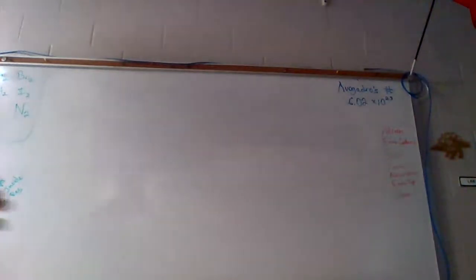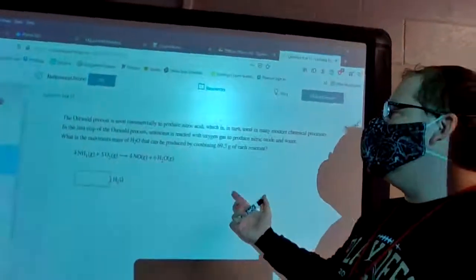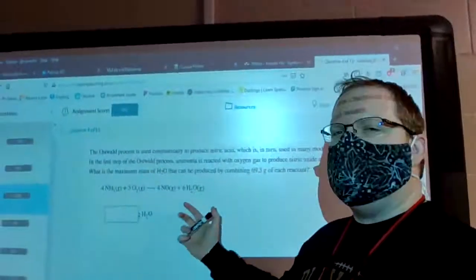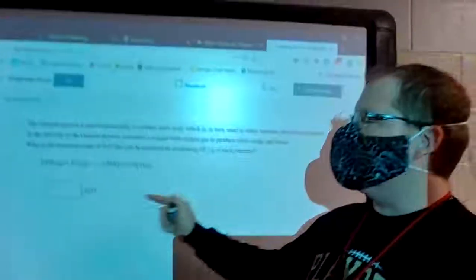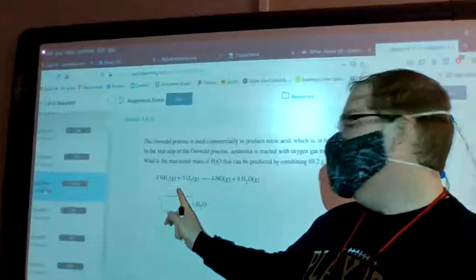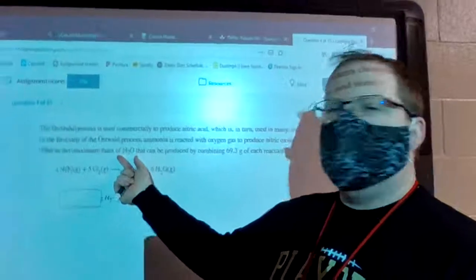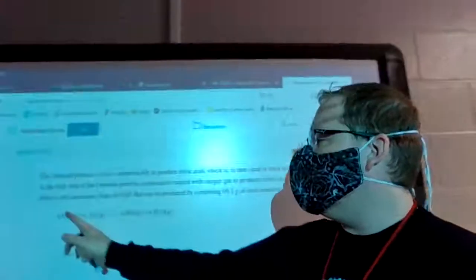Let me actually show it on the video for the people at home. Although there's not too many people at home. I think they're all from this class. So this is number 4. They're talking about the Ostwald process and turning ammonia into nitrous oxide and water. And so we just need to run 69.3 grams of each reactant. So that's 69.3 grams of NH3, 69.3 grams of oxygen. And what do they want to know? They want to know what is the maximum mass of water that can be produced. So I need to go to grams of water from grams of ammonia and grams of oxygen. So that's what I'm going to set up.